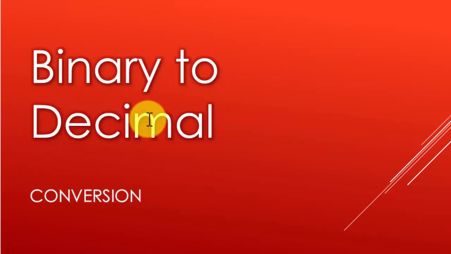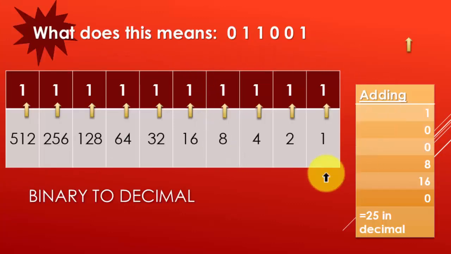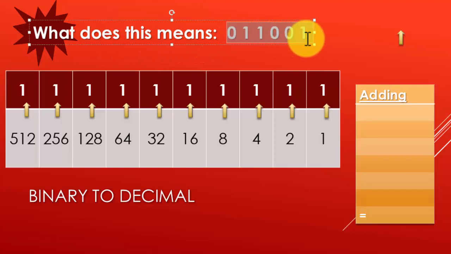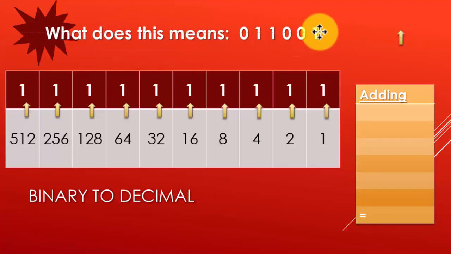Let's try the next slide. Binary to decimal. Okay, in practical terms, I have made this one, and you'll get more clarity in this example. What does this mean? This is a binary number, a binary expression. Can you convert it to a decimal? In this example, we'll see how we understand a binary number in decimal.